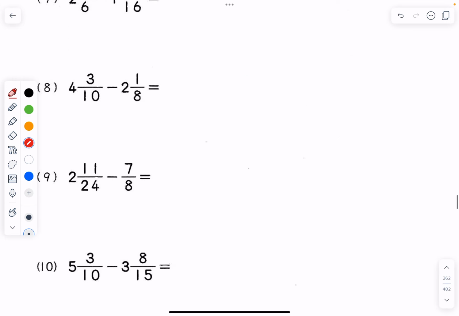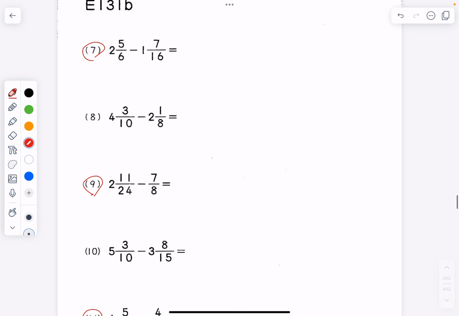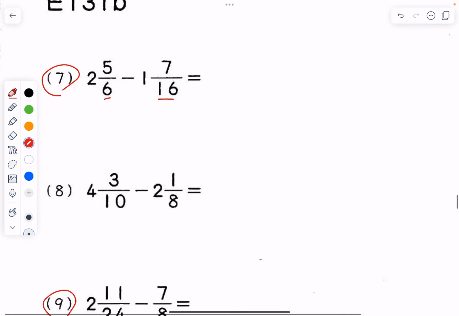Okay? So now, let's work on a couple more questions, 7, 9, 11. So 6 and 16. Let's pause the video for a little bit and see if you will be able to find the LCM for 6 and 16. And I will show you guys a way to find LCM at all times. Okay, so the LCM for 6 and 16 can be done using this method.